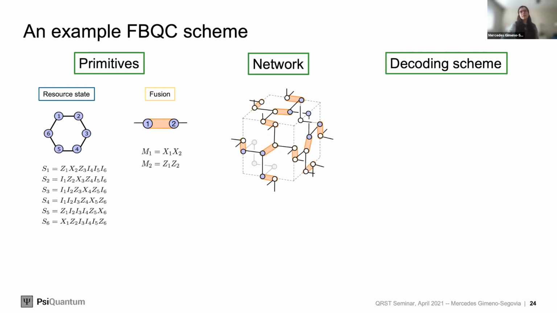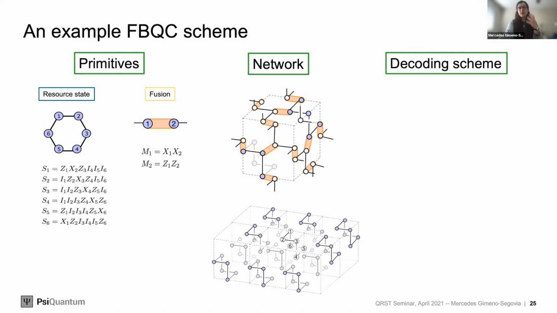So then the network you describe as a unit cell. Each unit cell is going to have two of these resource states, the ones that are highlighted in purple, and then we're going to be doing fusions with the neighboring cells according to this rule. So you can imagine that your full computation happens by the tiling of many of these blocks.